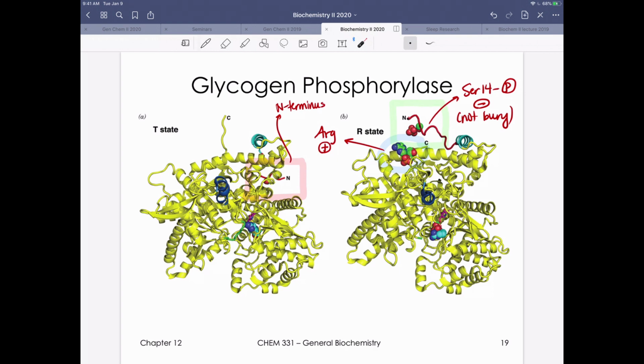One of the things we can see here is when we phosphorylate serine 14, and this is structural information that I do want you to know. Phosphorylation of serine 14 on the N terminus creates a negative charge, which prevents it from wanting to be buried inside the protein. But not only that, there's an arginine residue on the surface here. Remember, arginine being a positively charged amino acid residue creates a favorable electrostatic interaction that locks it in the R state. So this phosphorylation chemistry is what allows us to toggle between R state and T state.